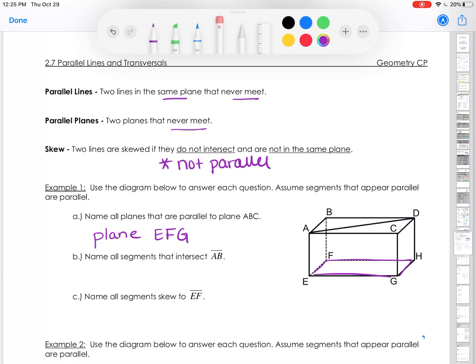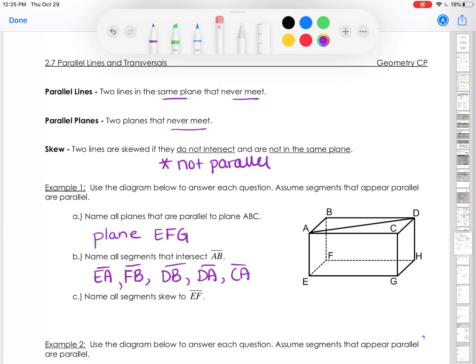All right, next we have that we want to name all of the segments that intersect segment AB. So AB is this top left segment here, and we want to know which ones intersect it, meaning which ones are going to touch it. We have EA is going to touch it. We have FB. We have BD or DB. We have AD or DA. And we have CA. All of those are going to intersect. They're going to touch line AB.